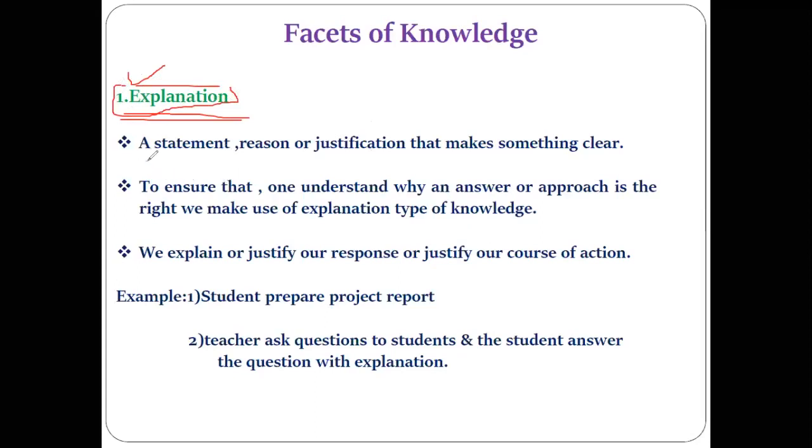So the same thing I have mentioned here technically. The explanation knowledge is nothing but a statement, some kind of reasoning, some kind of justification. All of you are trying to justify your answer now. Am I right? Yes, sir. So the explanation knowledge is some kind of statement, reasoning, justification that makes something clear. Now that is making your answer clear. To ensure that one understands why an answer or approach is right, we make use of the explanation type of knowledge. Is this statement correct?